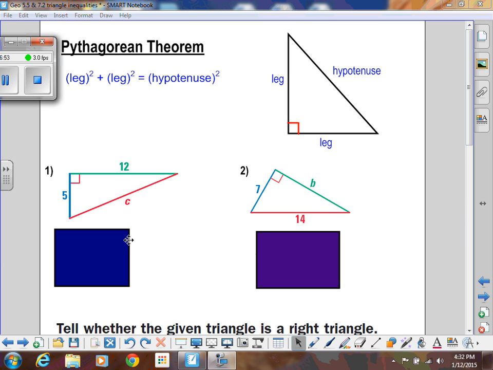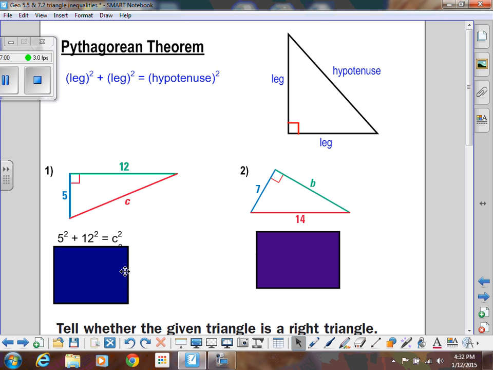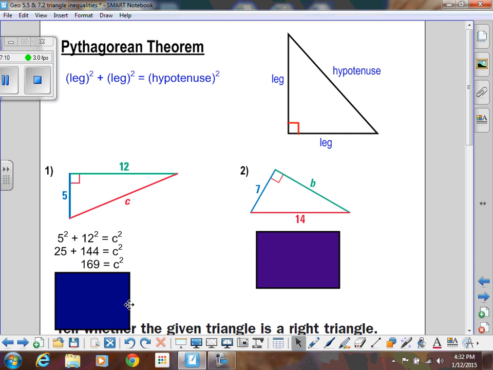So remember what we've done. In order to find that third side, we're going to plug in our values into the Pythagorean theorem. So if I do that, I get 5 squared plus 12 squared equals c squared. And then I'm going to square those things, so I'm going to get 25 plus 144 equals c squared. And then I'm going to add those together. So that gives me 169 is equal to c squared. So if I want to solve for c, I need to take the square root of 169, and that gives me 13.